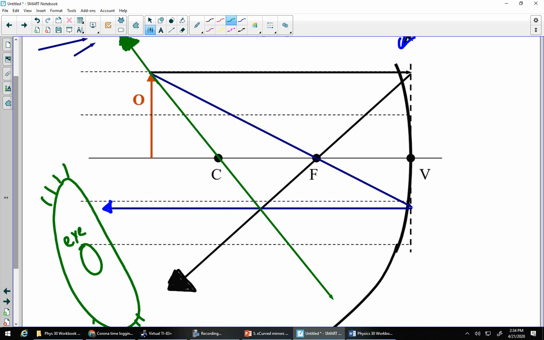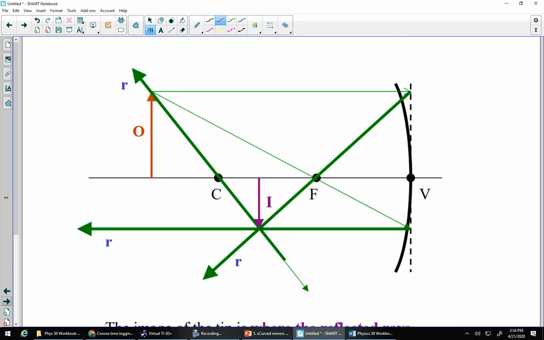And let's see. All of these rays came from the tip of the arrow. They came from up here, and what our eye is going to perceive is where they come back together, that's where the tip of the arrow is. So I'm going to draw the tip of the arrow coming down where all of those rays come back together. The tail is still going to be on my principal axis, and this is going to be my image. Cool. Very, very cool. Here's a slightly nicer drawing of it.